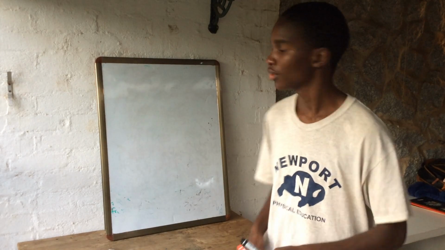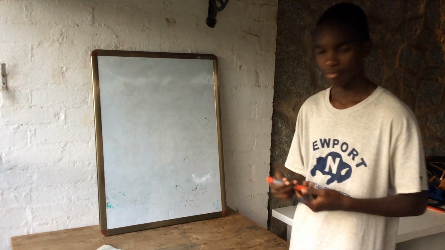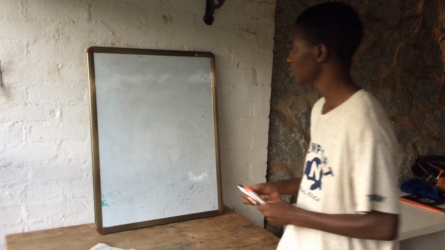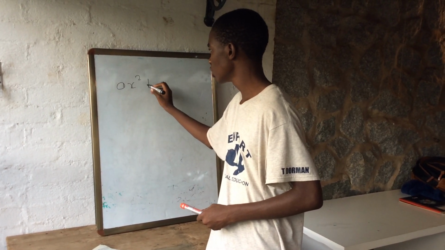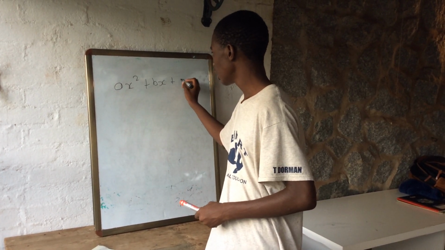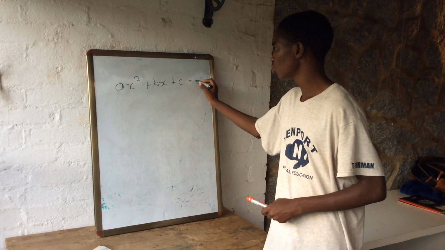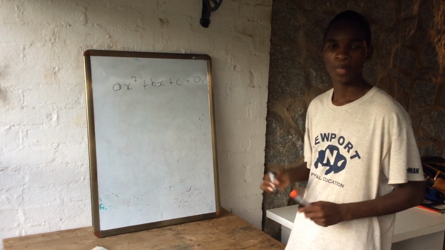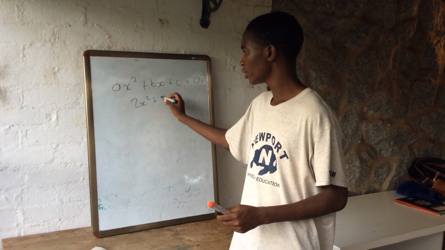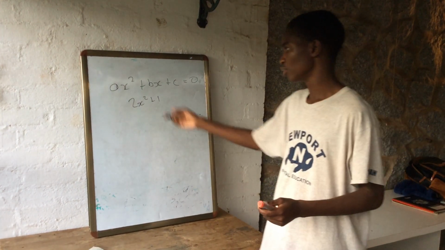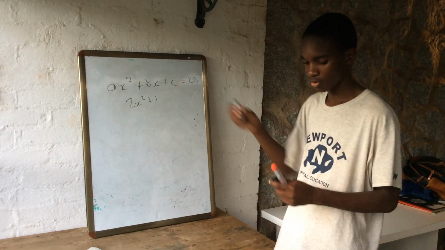Okay, so the general form of a quadratic equation is like this. It's ax squared plus bx plus c equals 0. This one. So it could be in any form. It could maybe be 2x squared plus 1. It's still quadratic because it is in that form.